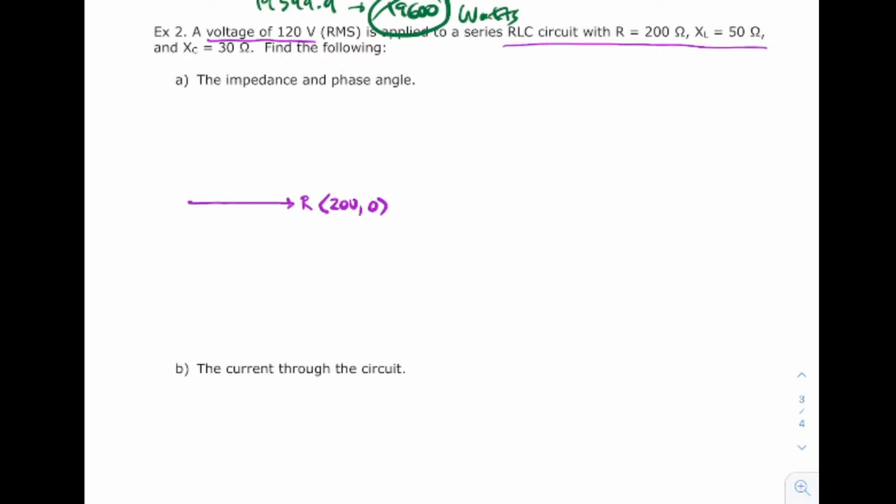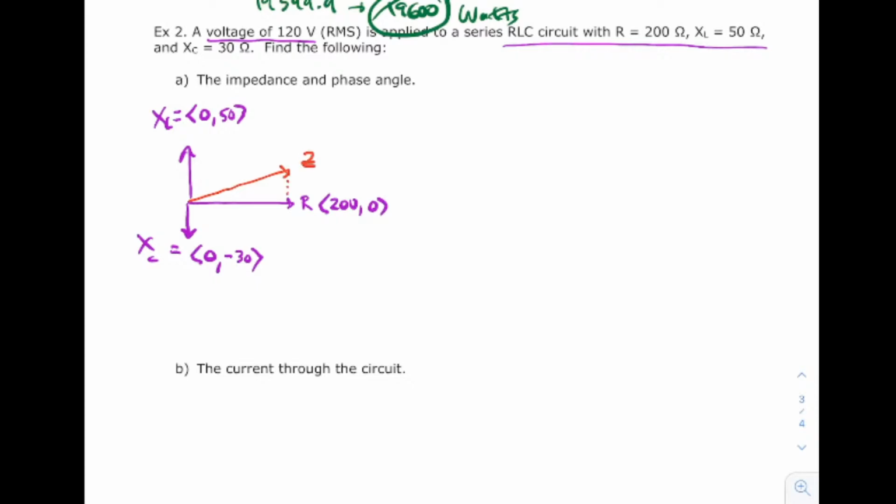XL is 50. Try to draw that up a bit. It's completely straight up. It has no X component. It's a pure positive Y component. And then the capacitor is down here, and it's only 30 ohms, but it's completely straight down. No X component. Down means negative 30 ohms. Okay, so for the impedance, if I compare 50 to negative 30, you can tell it's going to be a little bit on the upside here. So the impedance is going to be up here someplace.